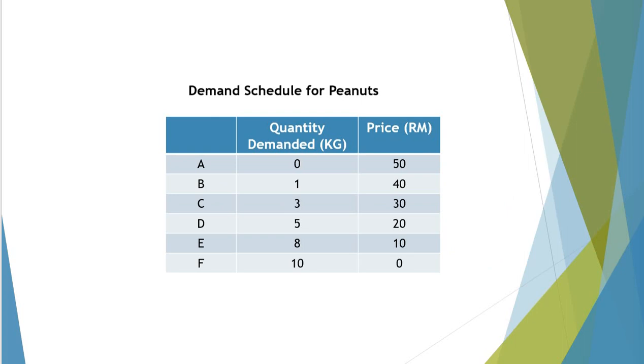Okay, this is another example. Demand schedule for peanuts. So what are these A, B, C, D, E, F? We will discuss that later. Okay, let's say at the price of RM50, nobody wants to buy the peanuts. At the price of RM40, there is one person who wants to buy peanuts. But at the price of RM10 per kilo, the quantity demanded goes up to 8 kilos.